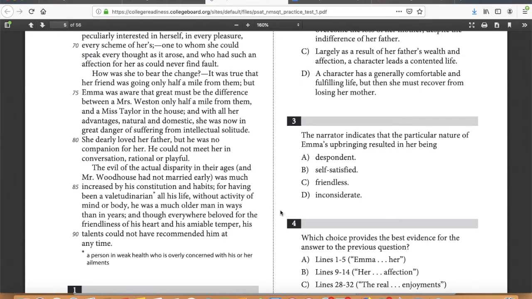Let's keep reading from line 73. How is she going to bear the change? It was true that her friend was going only half a mile from them, but Emma was aware that great must be the difference between a Miss Weston only half a mile from them and a Miss Taylor in the house. All right. What's going on there? What is the author saying in that part of the passage?